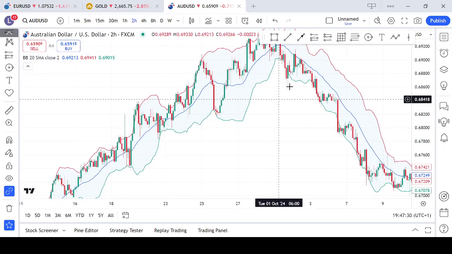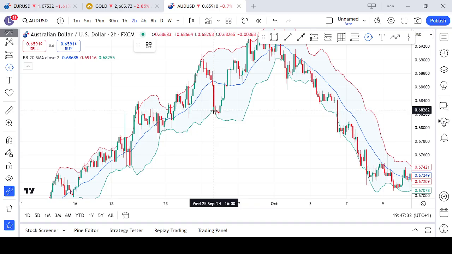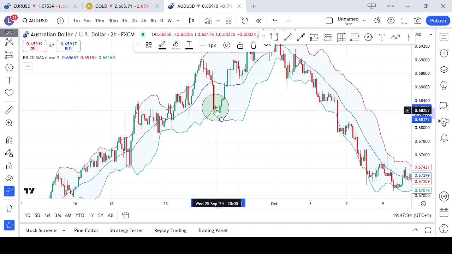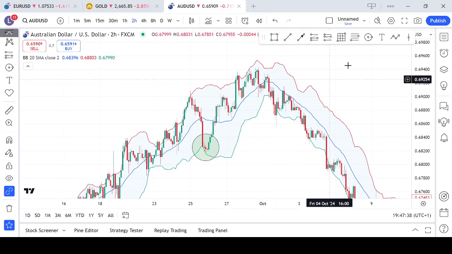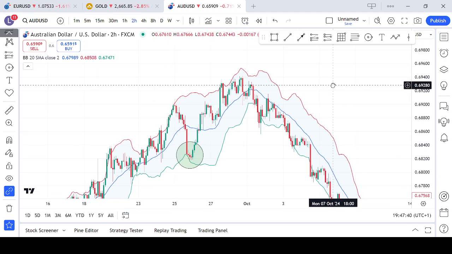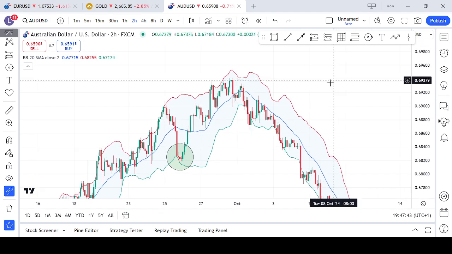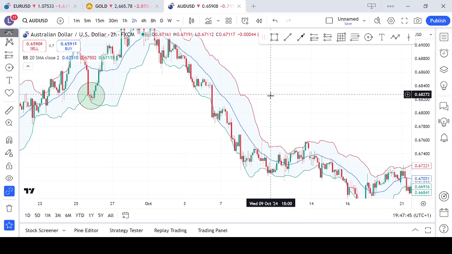So always trade in line with the trend. See this, we are in a bullish trend, so price hitting the lower band confirms that yes, we might just see a bullish move, and you can see that. So that's how you can use the Bollinger Bands to trade.